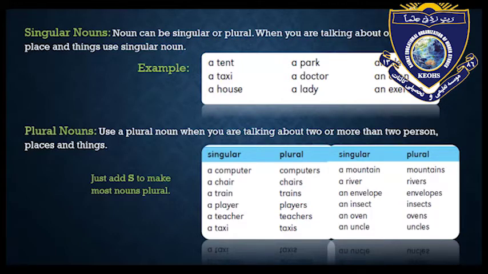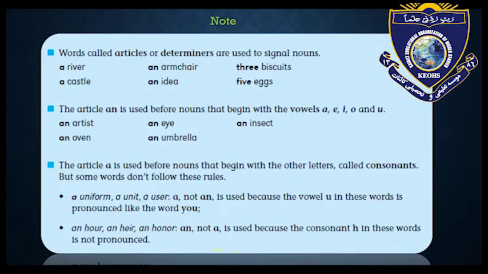You can't use like this. Okay, now we are going to the next slide. We have a note here by the blue chart. Words called articles or determiners are used to signal nouns. Look at here: a river, a castle, an armchair, an idea, 3 biscuits, 5 eggs.